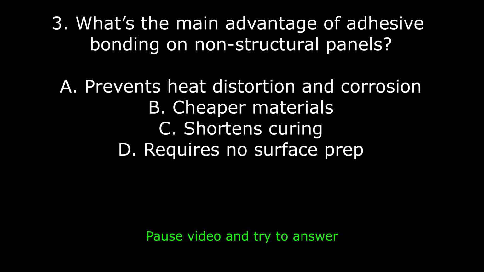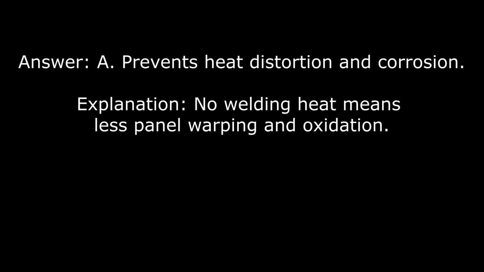3. What's the main advantage of adhesive bonding on non-structural panels? A. Prevents heat distortion and corrosion. B. Cheaper materials. C. Shortens curing. D. Requires no surface prep. Answer A. Prevents heat distortion and corrosion. Explanation: no heat welding means less panel warping and oxidation.